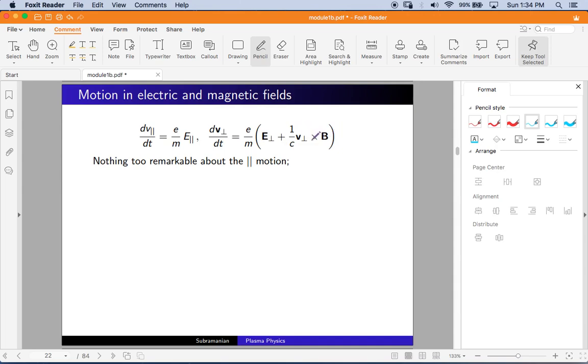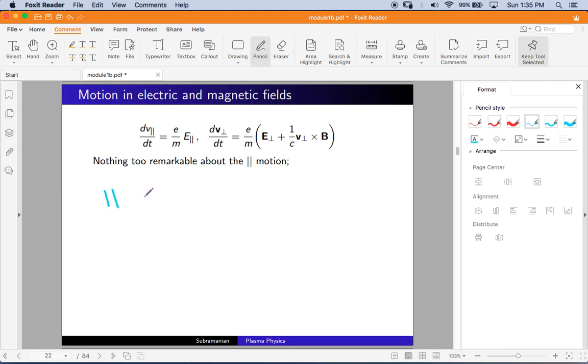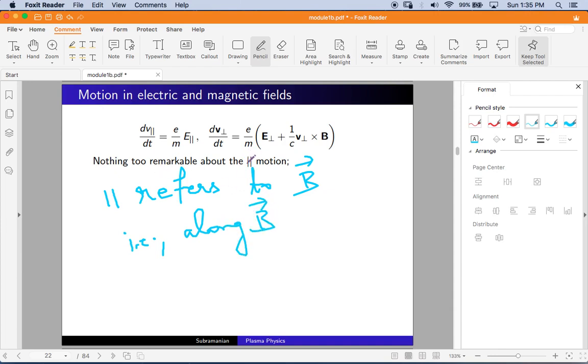The magnetic field acts only on the perpendicular component of the velocity. Parallel always refers to B, i.e. along B, parallel to B. That's what parallel refers to. And in the perpendicular direction, you have the usual electric field and you have the Lorentz force. In the parallel direction, there's no Lorentz force, right? So there's nothing remarkable about the parallel motion.